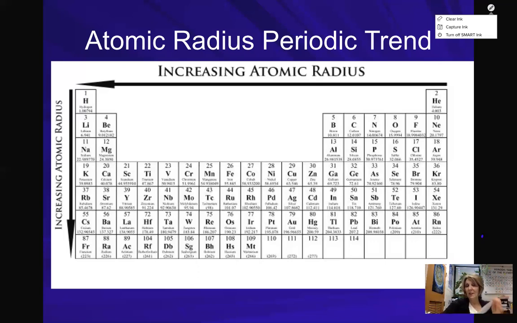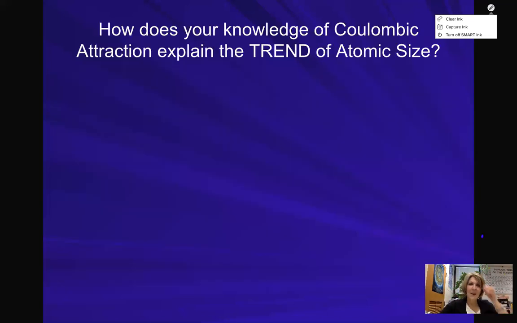So at this point, you're going to want to pause the video and answer the question where it says, summarize in your own words, explaining why the trend is this way and using the word Coulombic attraction. So you should draw on your atomic size diagram those arrows that show increasing. So that's what you need to do at this point. You can pause the video and do that.